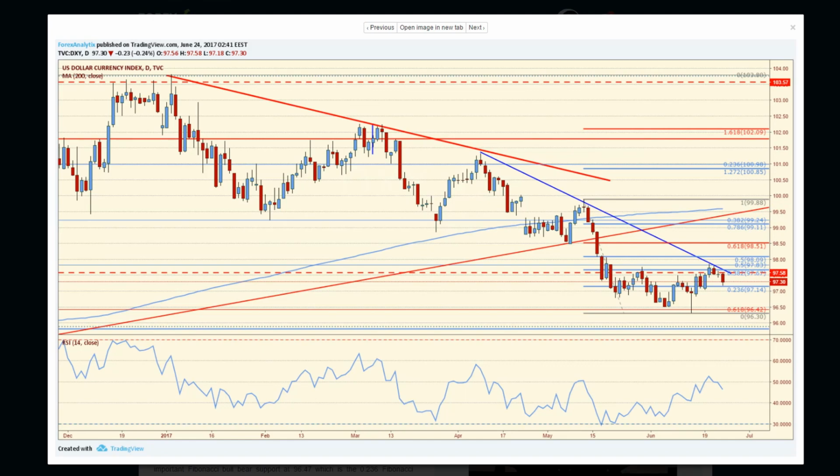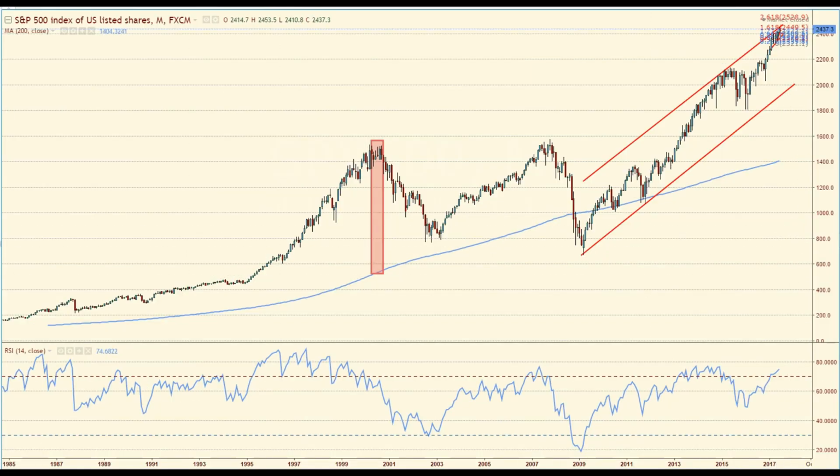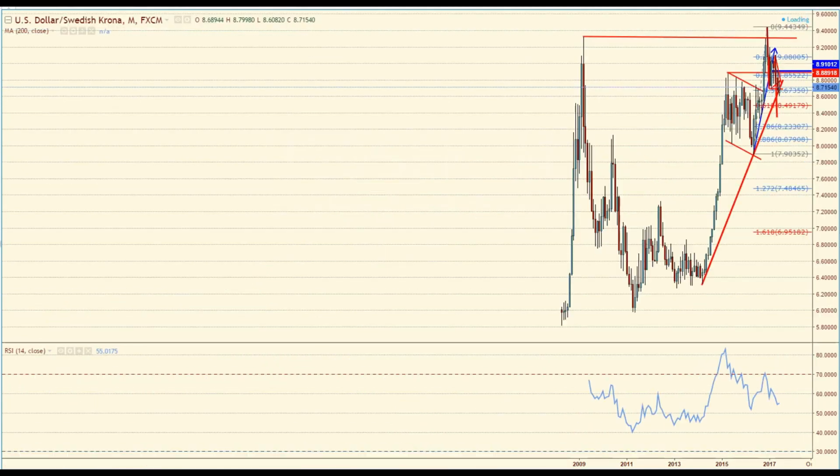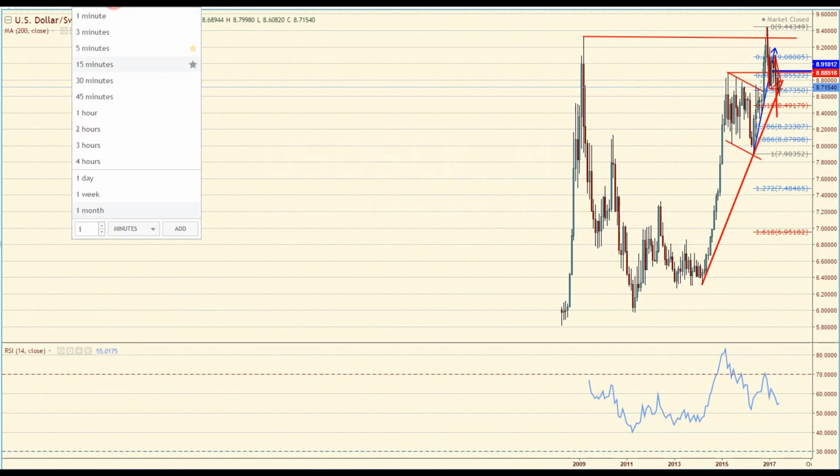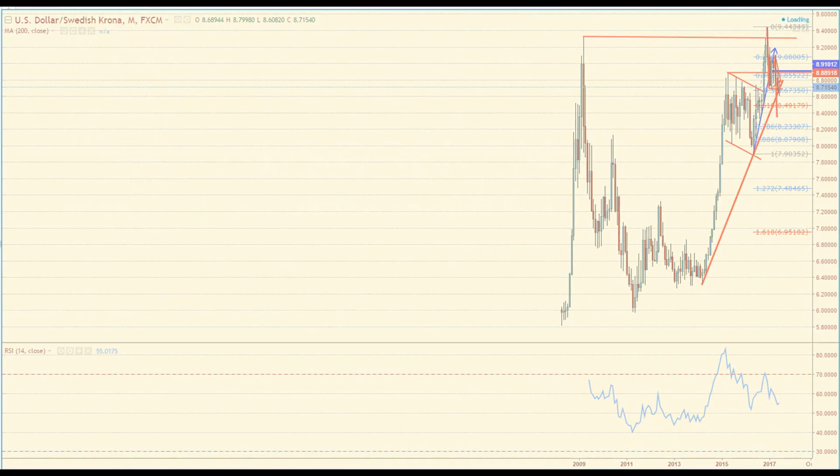But for right now, the dollar index is under a little bit of pressure, and we need to keep an eye on it. Now, like I said, I was going to take you over to a couple of other dollar pairs because I want to show you some pairs that you may not necessarily follow so closely. Like, take a look at the US dollar Swedish krona. That's a monthly chart. Let's go over to the weekly chart.